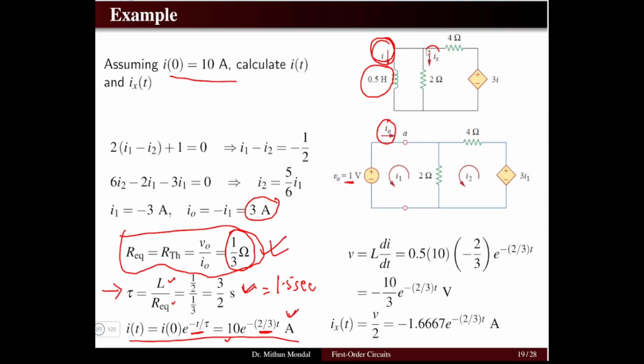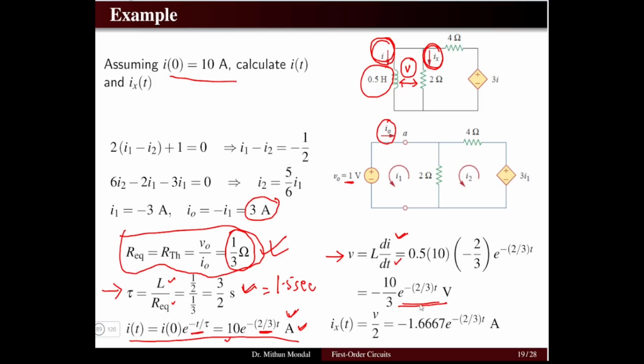Now we need to determine the current that is flowing through the resistor. These two are in parallel, so the voltage remains the same for both the inductor and the resistor. So the first thing we need to determine is the voltage across the inductor. We know that the voltage is L di by dt, where the current we have obtained. Differentiate the current with respect to time and you will get the voltage across the inductor: minus 10 by 3 e to the power minus 2 by 3 into t volt.